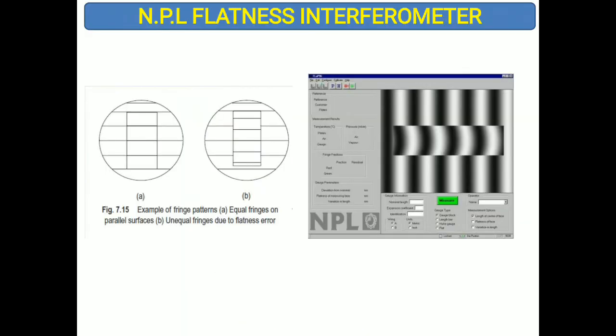So suppose if the fringes are straight, then the surface is flat. If the fringes are not straight, then the workpiece surface is not flat. So in this way we can check the flatness of the surfaces by using the interferometer, that is the N.P.L flatness interferometer.